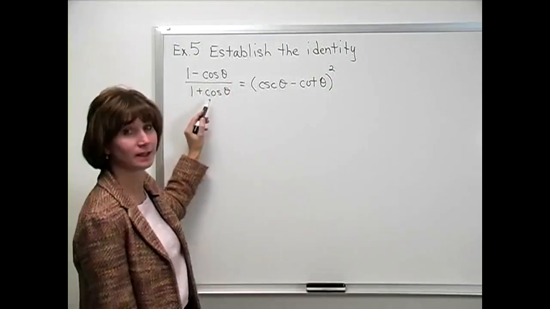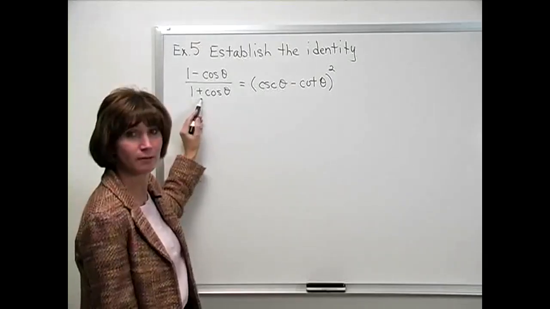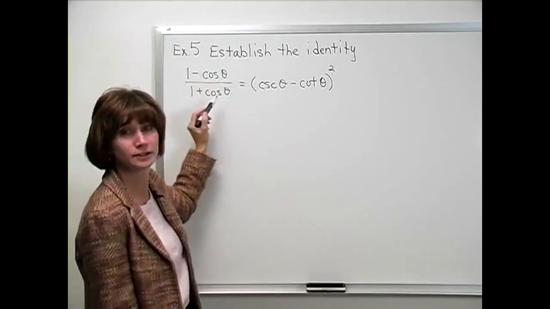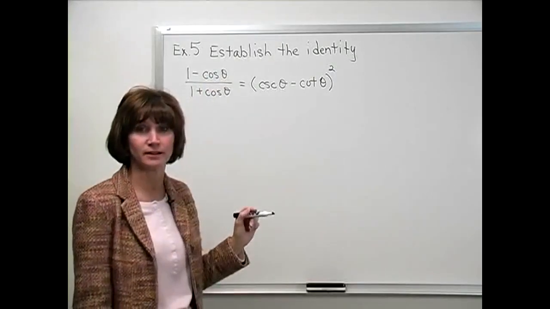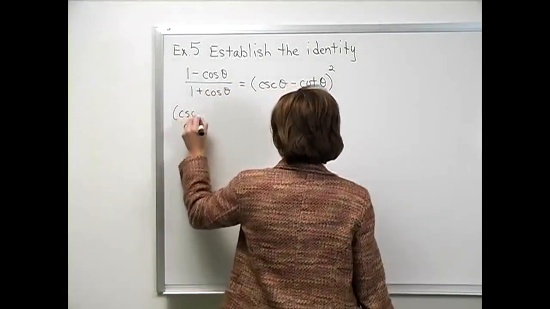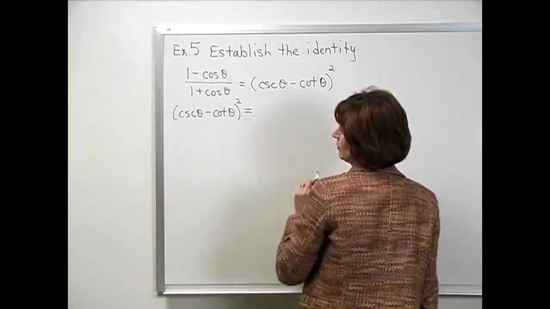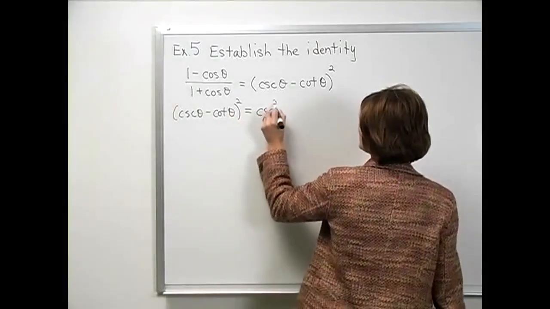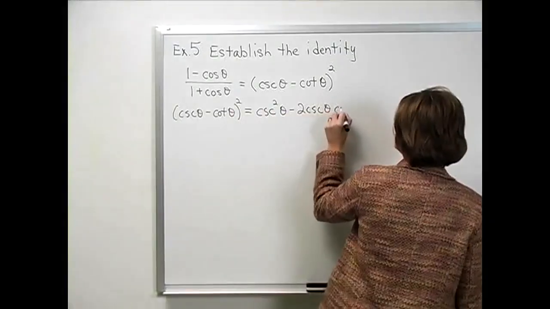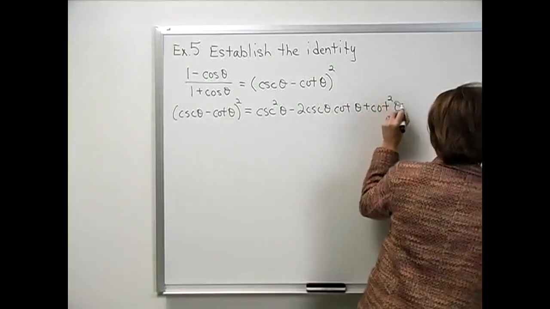But you could start with the left-hand side, and what you would want to do is to multiply by the conjugate of the denominator, which is 1 minus cosine theta. So you'd multiply numerator and denominator by 1 minus cosine theta. I'm going to start with the right-hand side. Cosecant theta minus cotangent theta, quantity squared. Now when you square that, you get cosecant squared theta minus 2 cosecant theta cotangent theta plus cotangent squared theta.